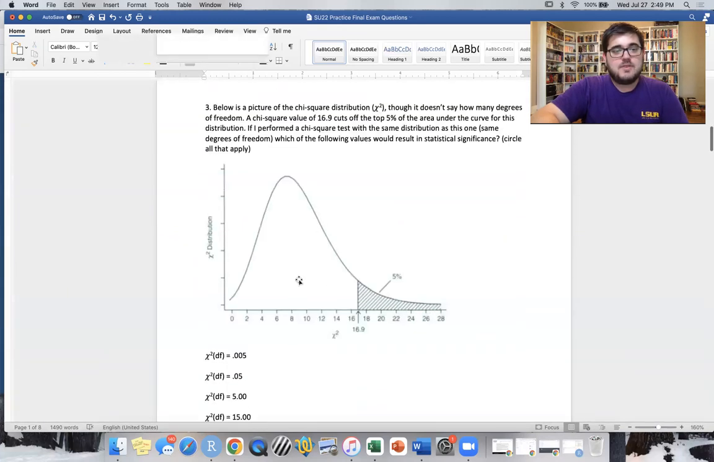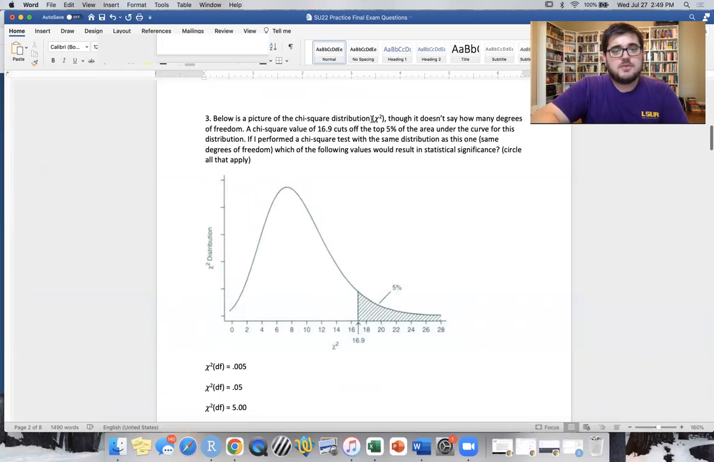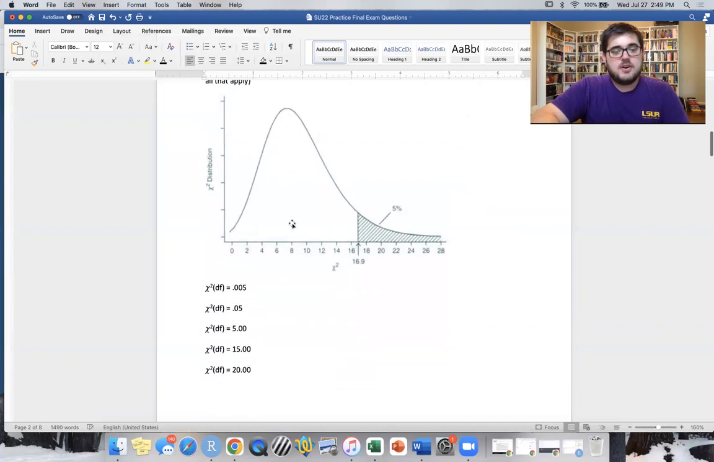All right. Below is a picture of the chi-square distribution, though it doesn't say how many degrees of freedom. A chi-square value of 16.9 cuts off the top 5% of the area under the curve for this distribution. If I performed a chi-square test with the same distribution as this one, same degrees of freedom, which of the following values would result in statistical significance? Circle all that apply. So if the null hypothesis is true, then you'd expect values to be around 0. As your test statistic gets higher, the more unlikely your data are when you assume the null hypothesis is true.